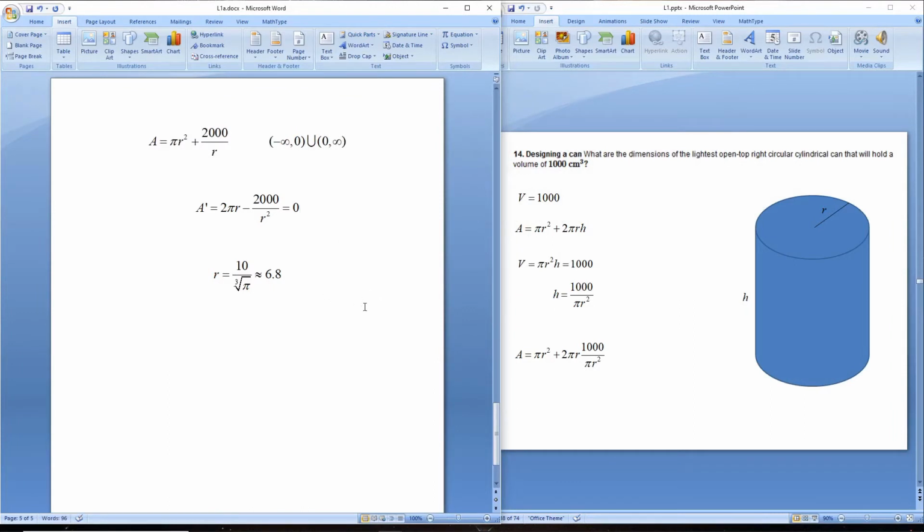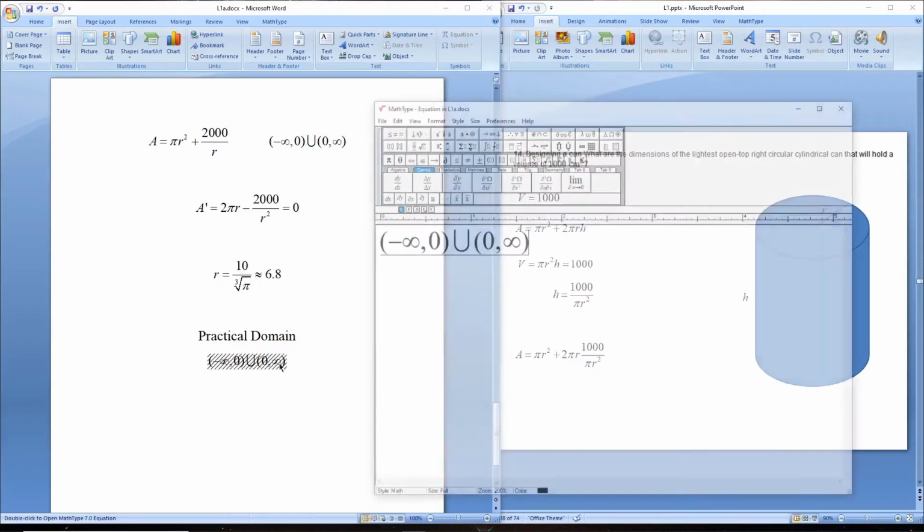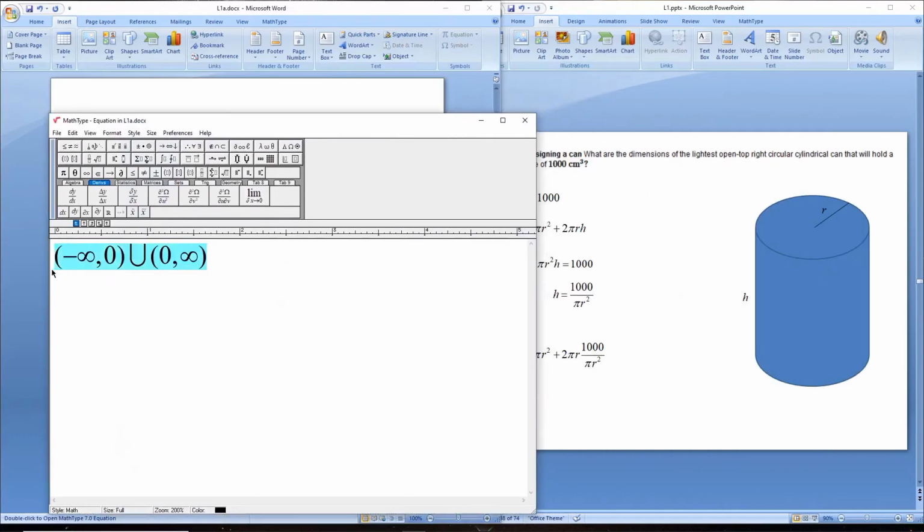So what is our practical domain here? Now, practical domains don't always have an exact answer. So for instance, if we look at our cylinder to the right, if r goes to 0, well then there's nothing. We would have a cylinder that has no radius to it. So certainly 0 is our lowest limit here. We can't make it have negative r.